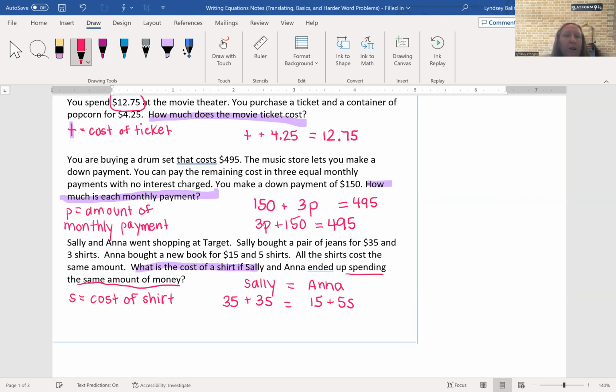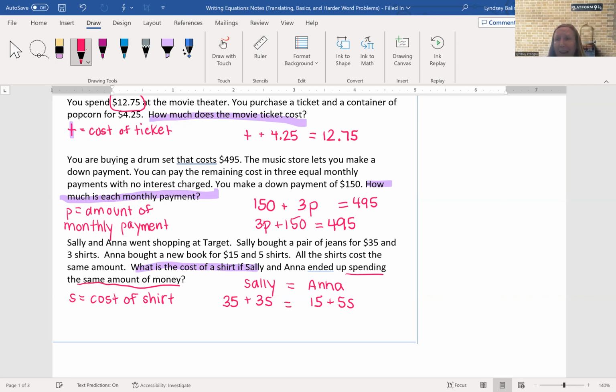So this is one where our variable ended up being on both sides. In those cases, you're not going to have that total. Just write expressions for both things that you're comparing. And then usually the question is going to say, when will they be equal? So you just set them equal to each other.